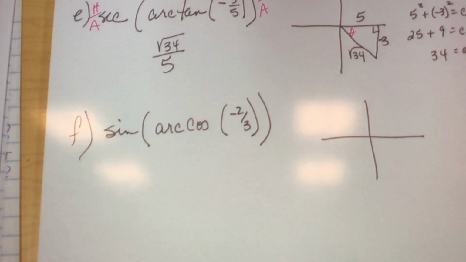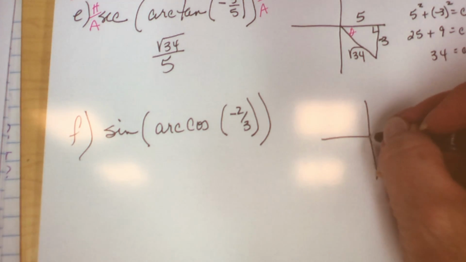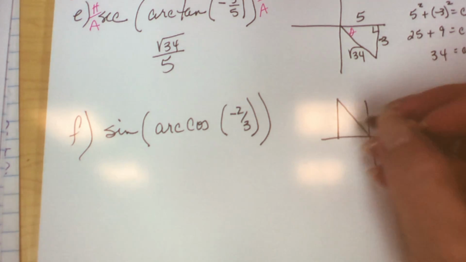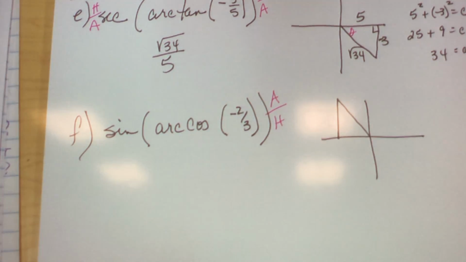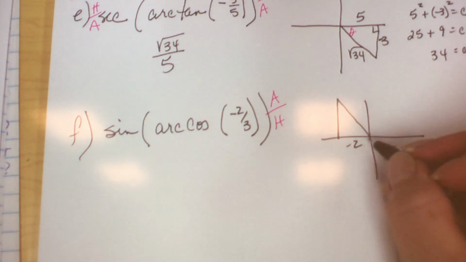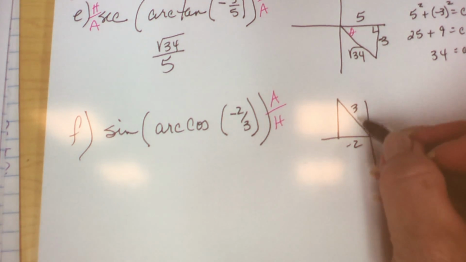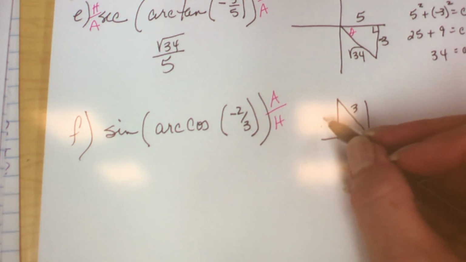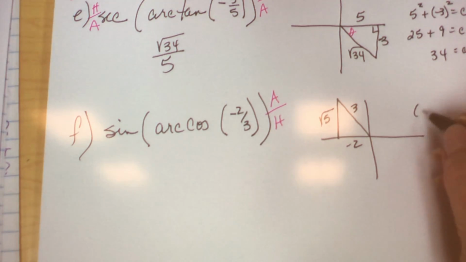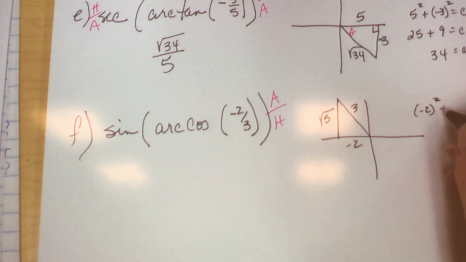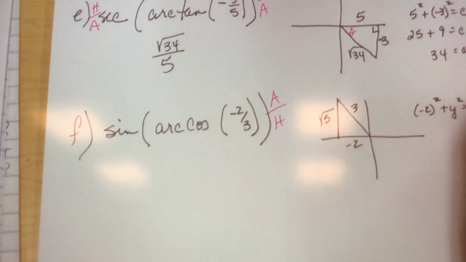The sine of the arc cosine of negative 2/3. Where's he gonna be, guys? Second quadrant. Yes. Cosine is adjacent over hypotenuse. So this is negative 2, and this is 3. If you figured this guy out, he's the square root of 5. Negative 2 squared plus y squared is equal to 3 squared.